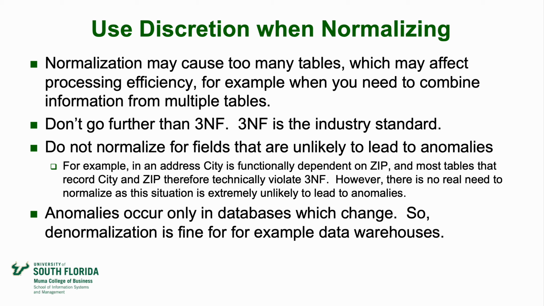Also, there is no need to normalize for fields that are unlikely to lead to anomalies. For example, in an address, city is functionally dependent on zip, and most tables that record city and zip therefore technically violate 3NF, the third normal form. However, there's no real need to normalize, as this situation is extremely unlikely to lead to anomalies. Finally, keep in mind that anomalies occur only in databases which change. So denormalization, or not normalizing, is fine, for example, for data warehouses.